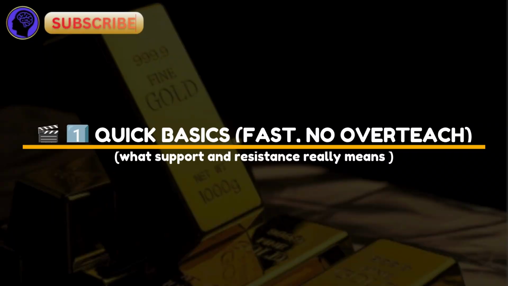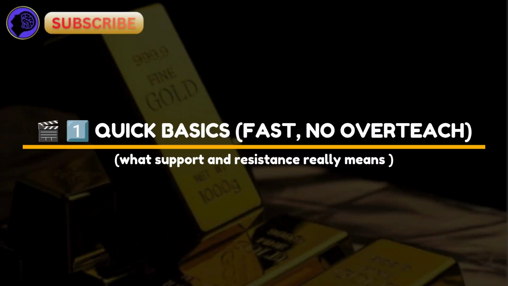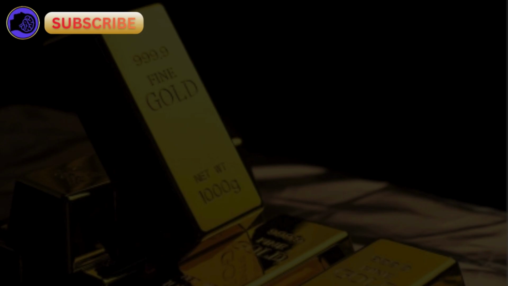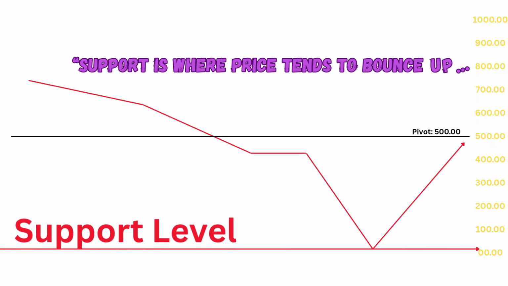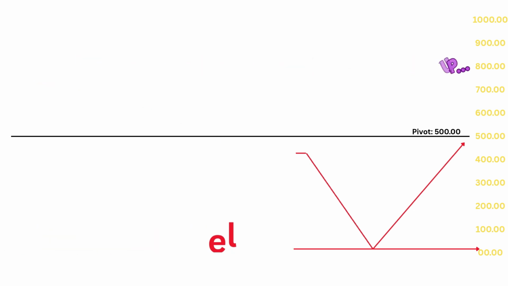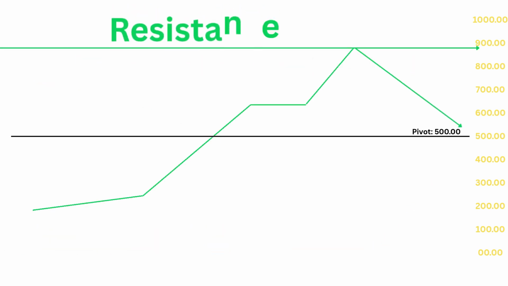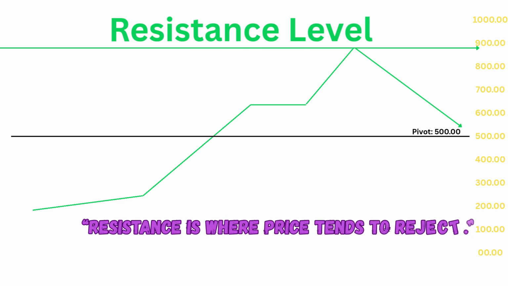Quick basics. What support and resistance really means. Simple idea. Support is where price reacts and moves up. Resistance is where price reacts and moves down. That's easy, but this is not where traders fail.